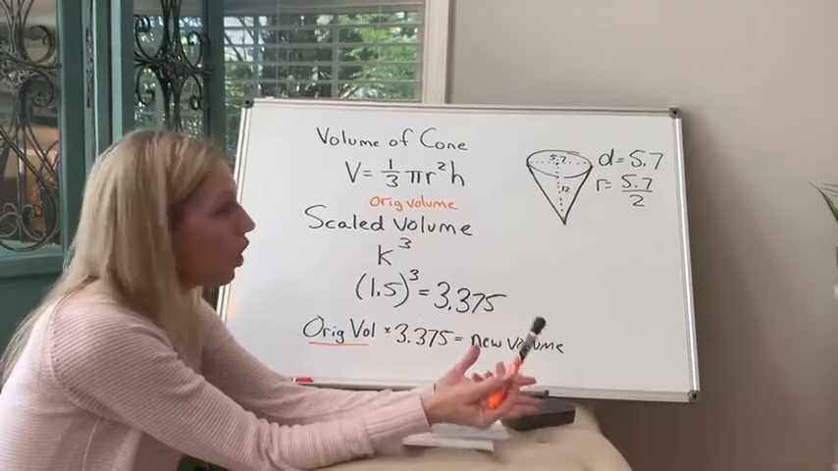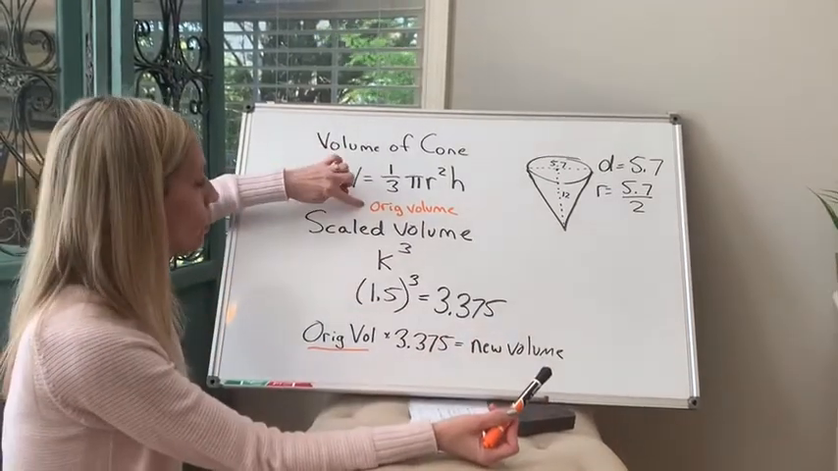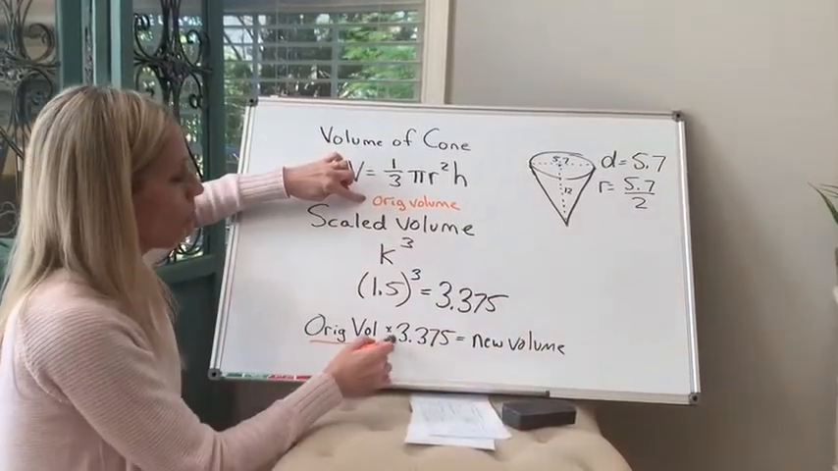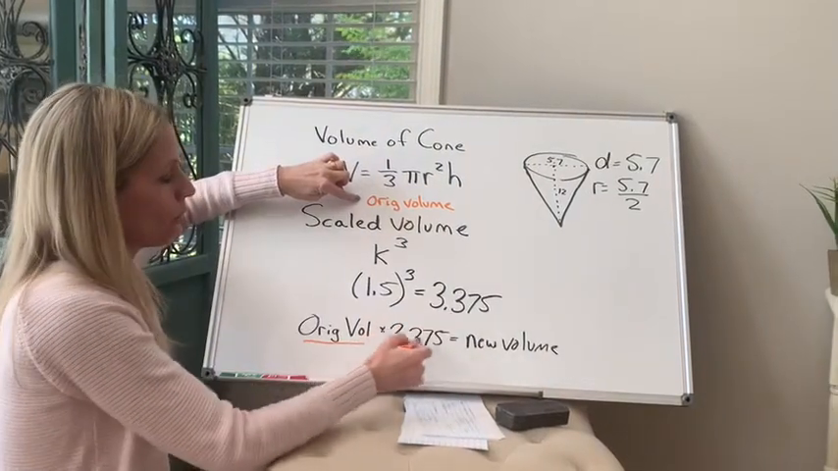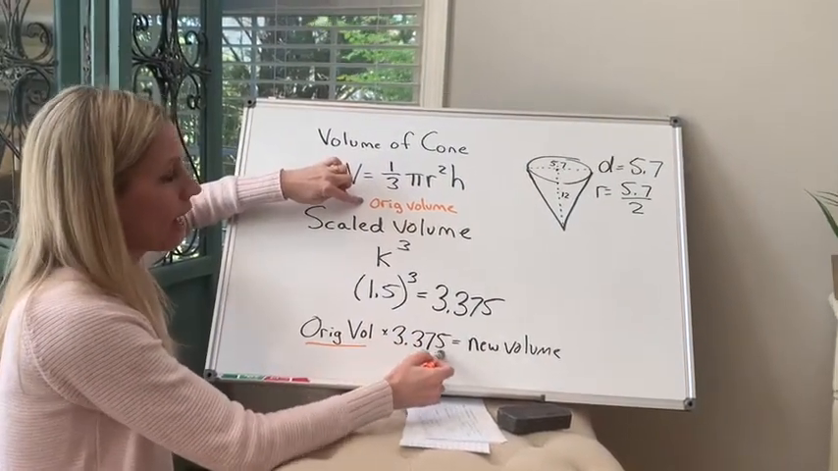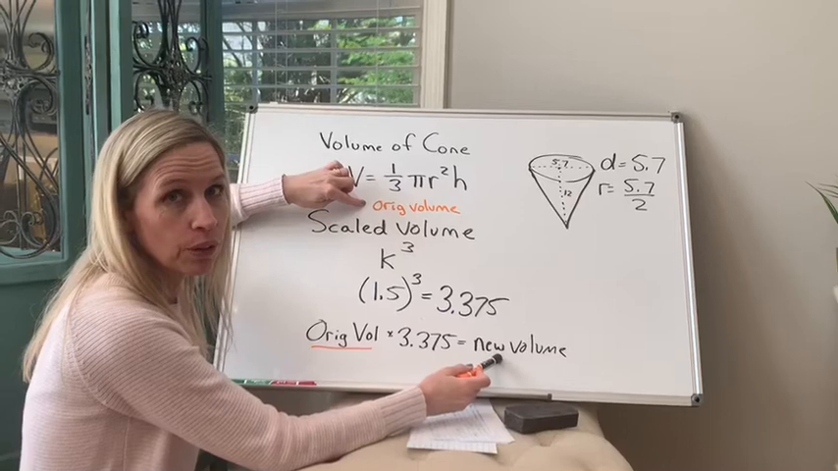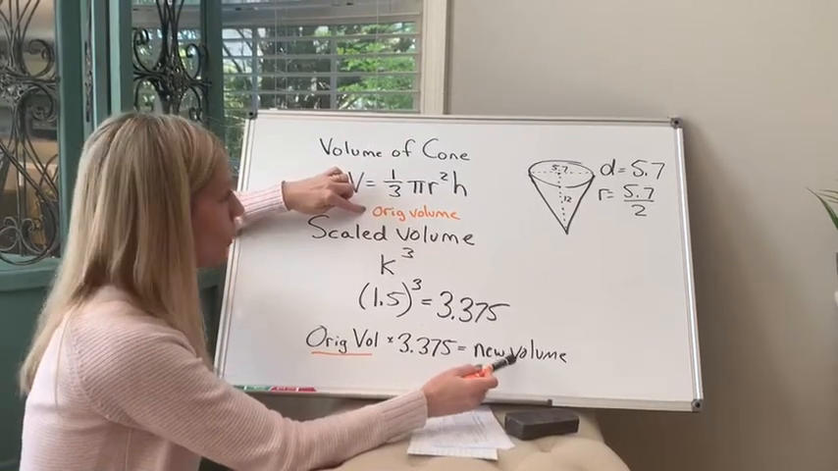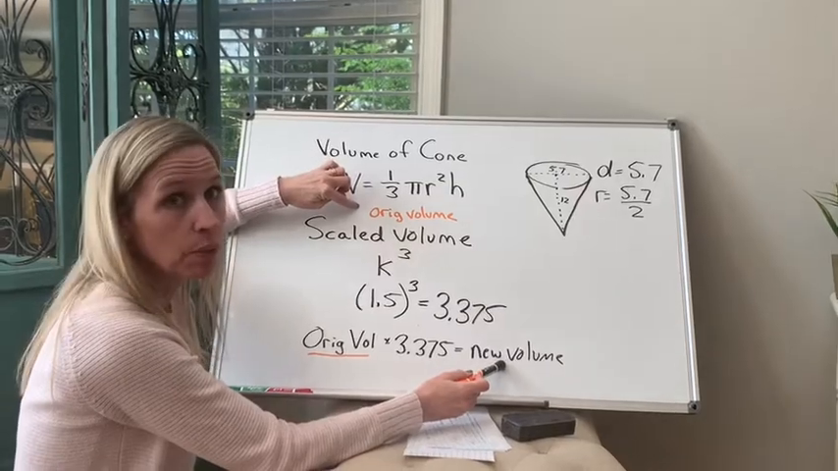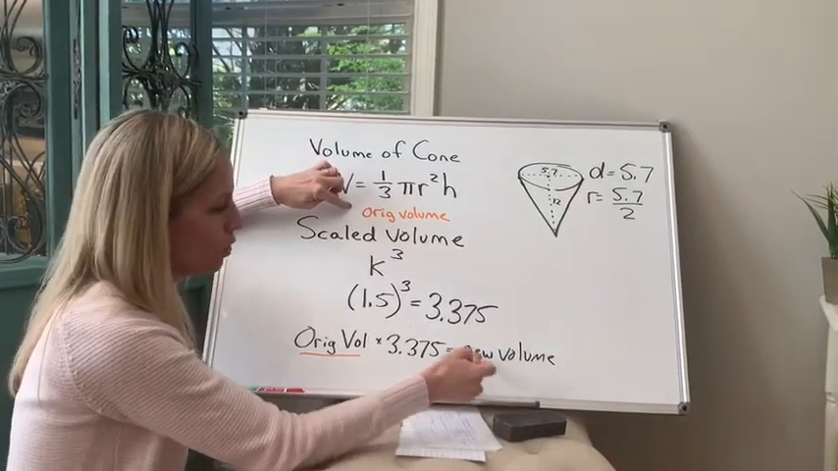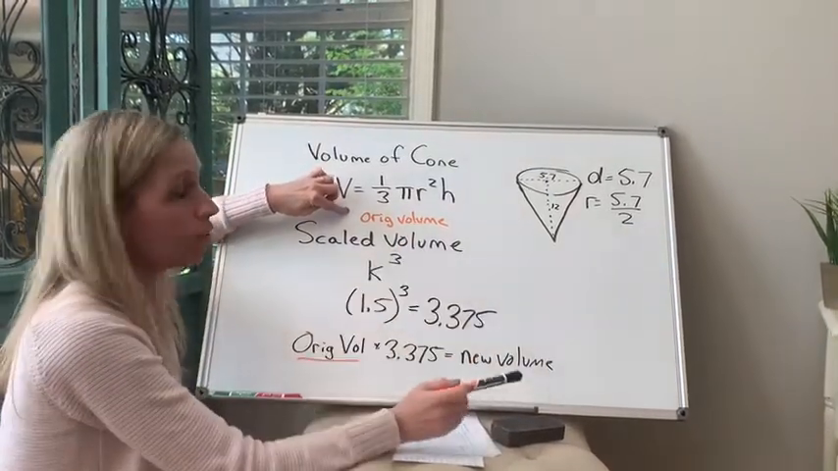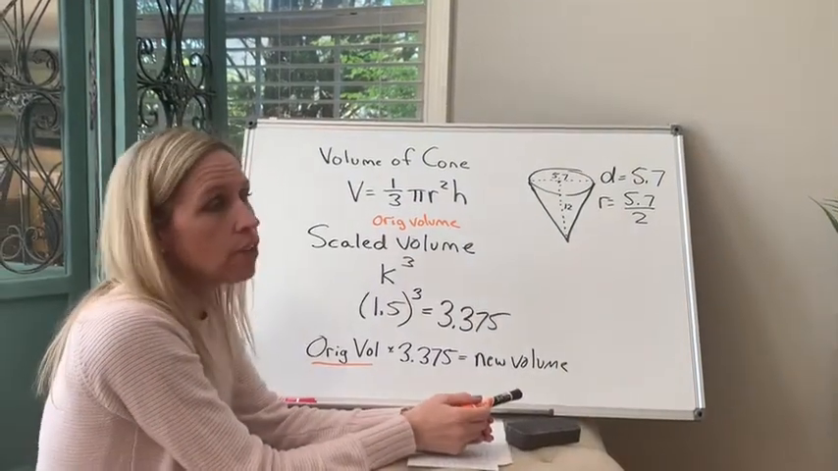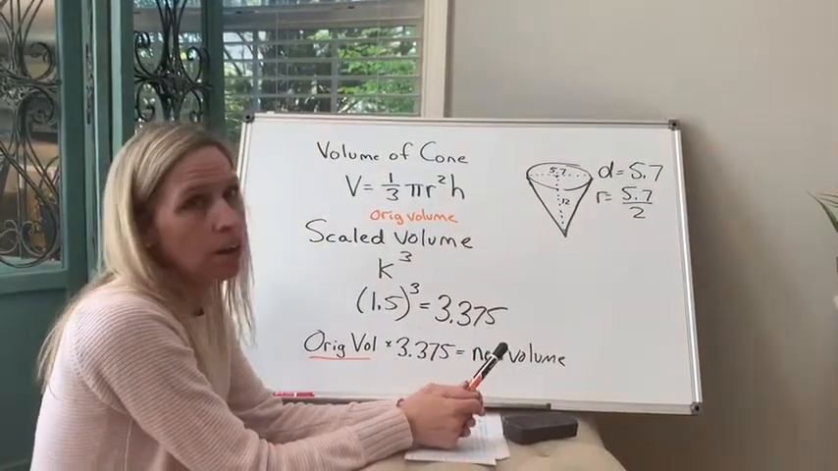At this point, all you do is take your original volume and multiply it by this 3.375, and that gives you your new volume. The question asks, what's the difference between the new volume and the original volume? So you just take the new volume and subtract the original volume, and it will give you your answer. The problem in and of itself is not complicated.